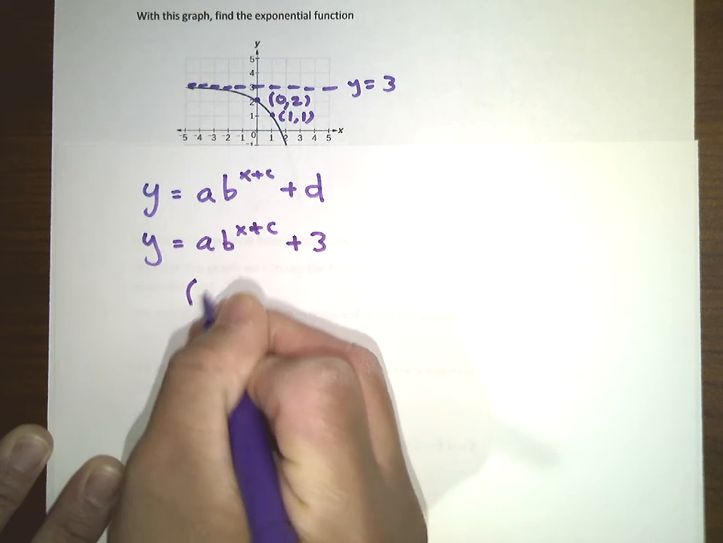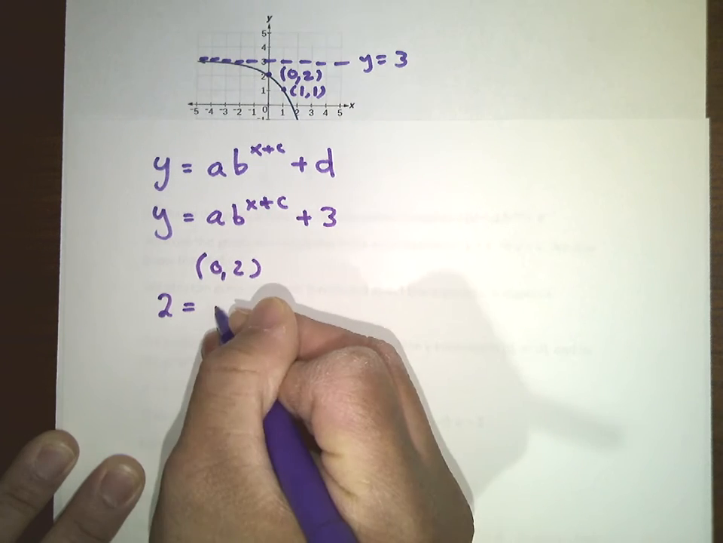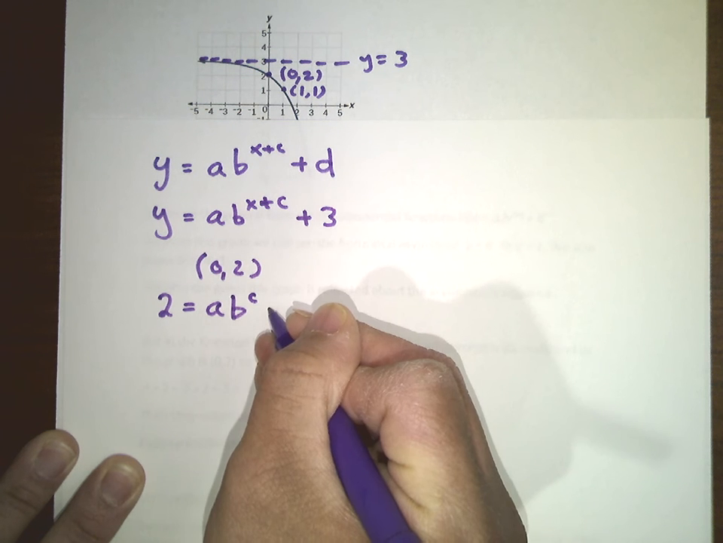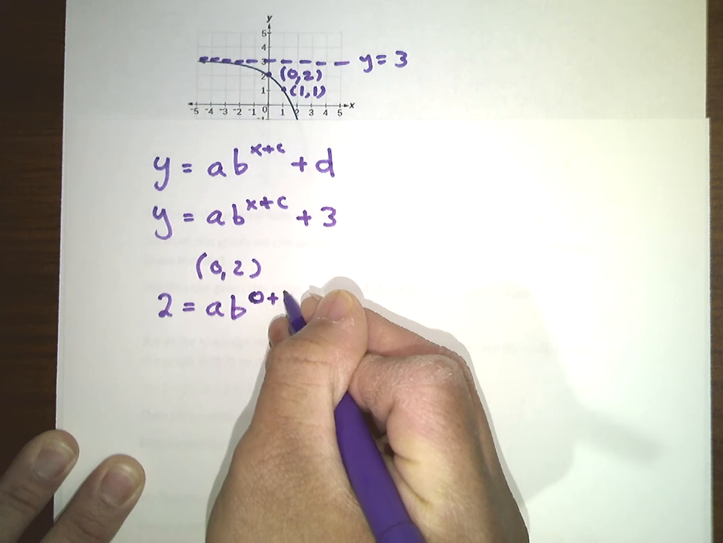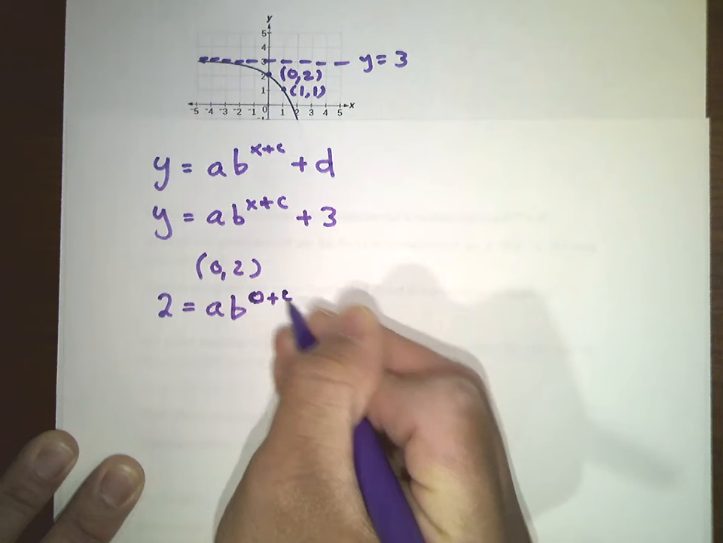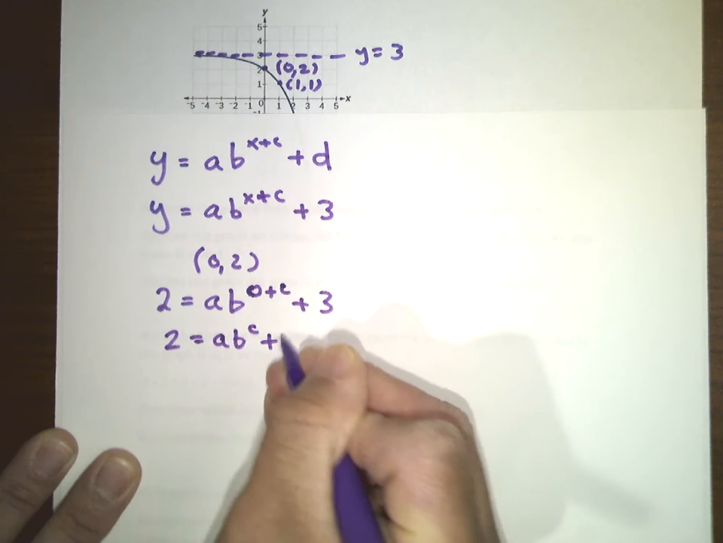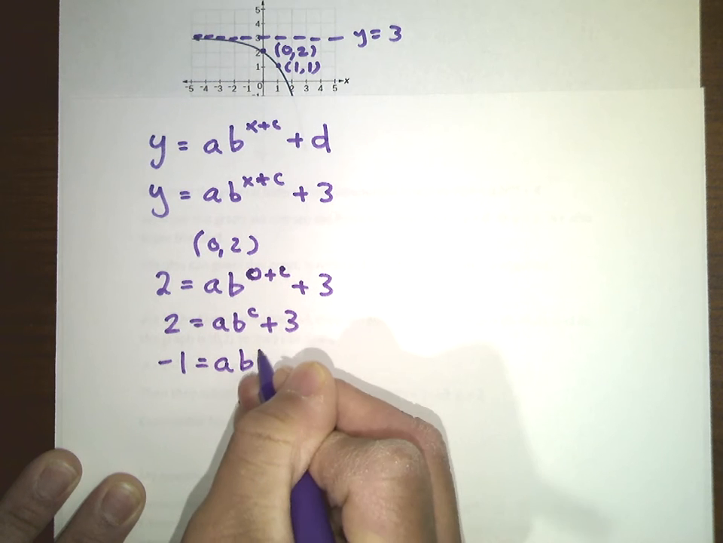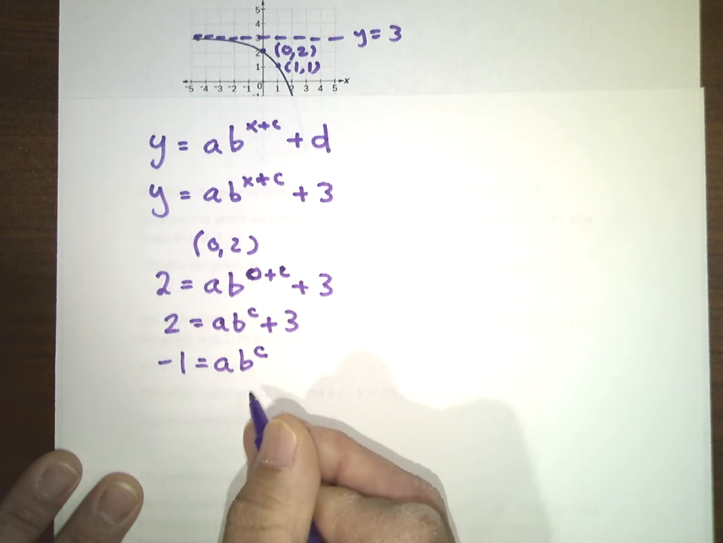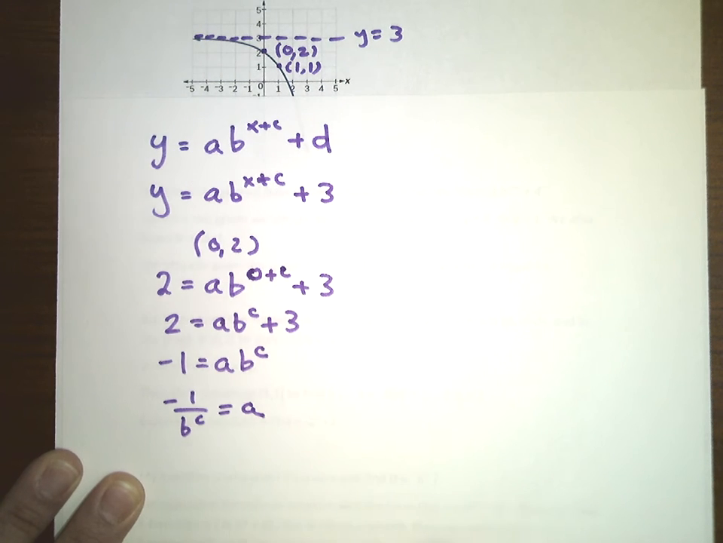Then I'm going to use the point (0, 2) to get one equation. So this will be 2 is equal to ab to the c, right? Because that's 0, 0 plus c plus 3. So that's 2 equals ab to the c plus 3. Then I'll subtract the 3 to get negative 1 is ab to the c. And then divide by b to the c to get negative 1 over b to the c is equal to a.